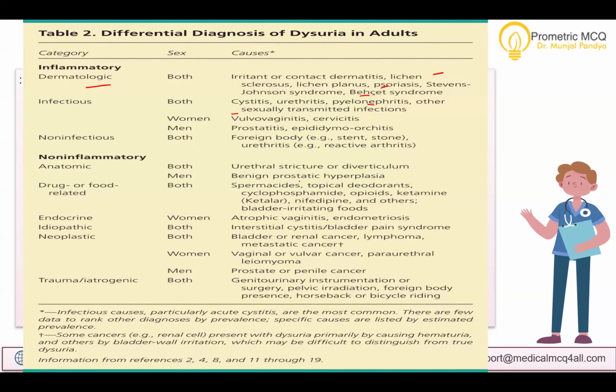What is the most common causative organism for pyelonephritis? E. coli. Okay. E. coli, and another one, the expected answer is Staphylococcus. Staphylococcus, streptococcus. These two can also be among the main causative organisms for pyelonephritis. Now, coming to the non-infectious causes in both men and women.